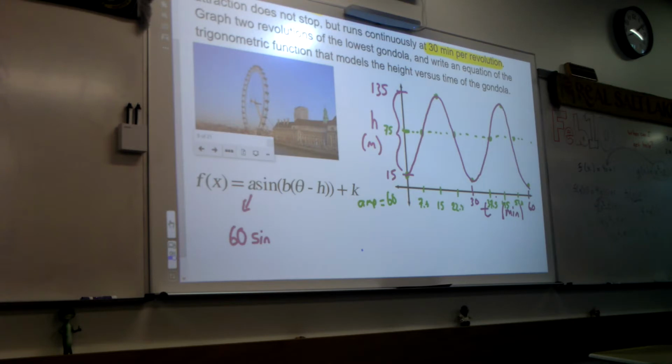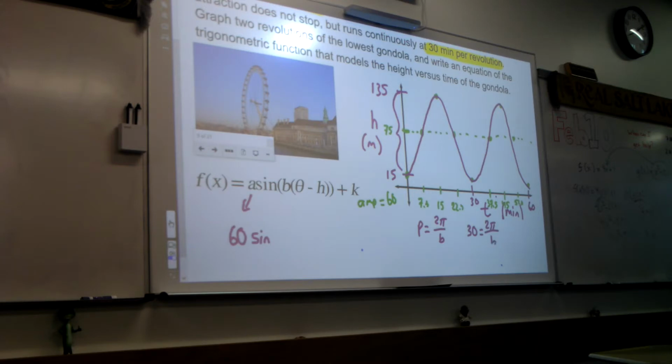Now, what else do we know about this one? Our next letter is B. And what does B go with? What's your formula for period? Period is 2 pi over B. Now, we actually know what the period is. What is it? 30 minutes. That's the length of one cycle. So I'm going to put 30 is equal to 2 pi over B.